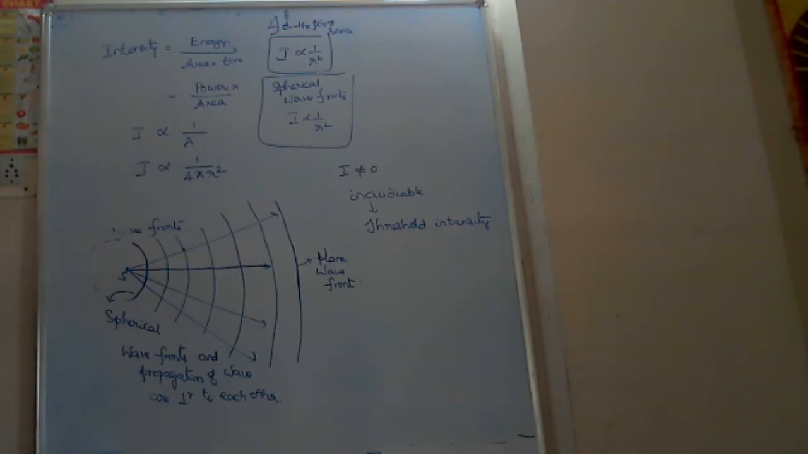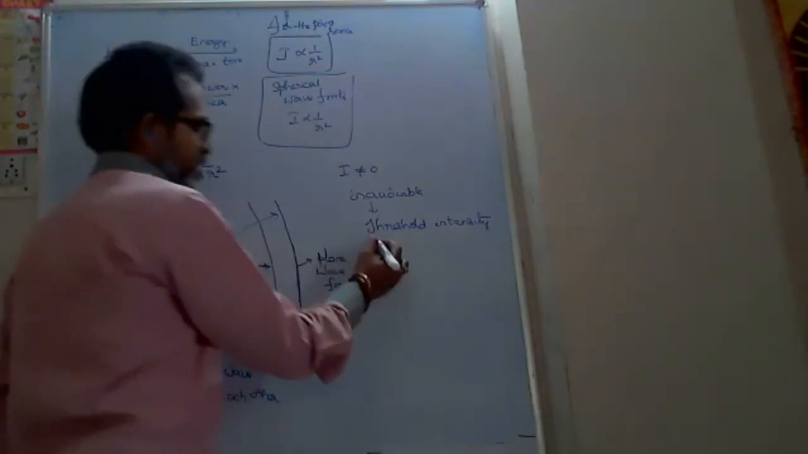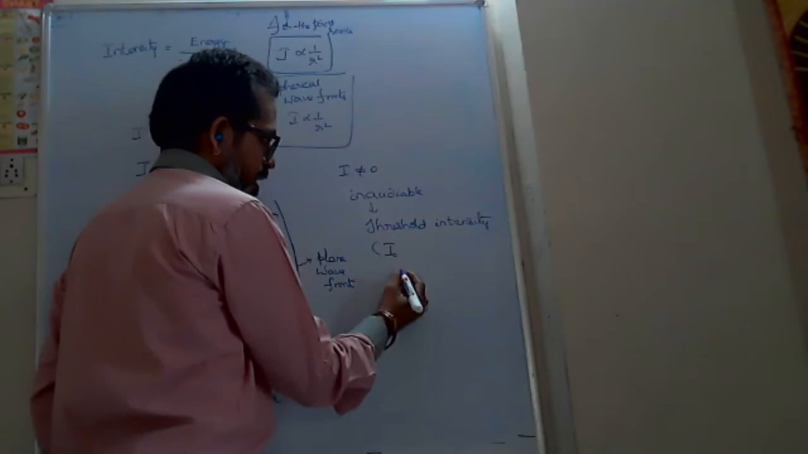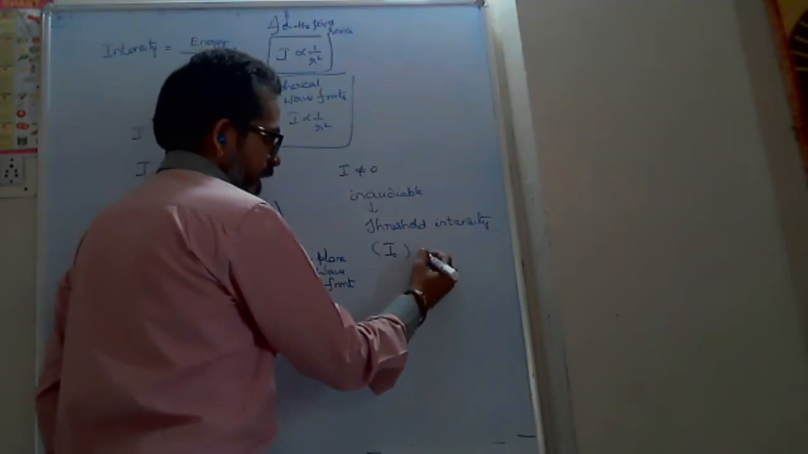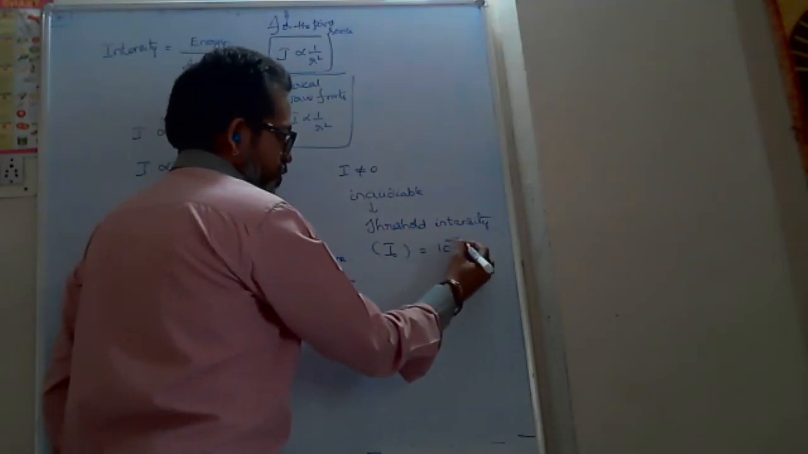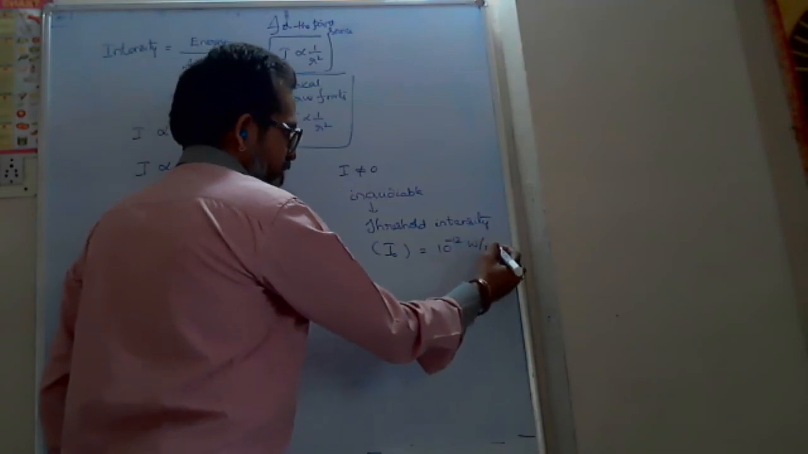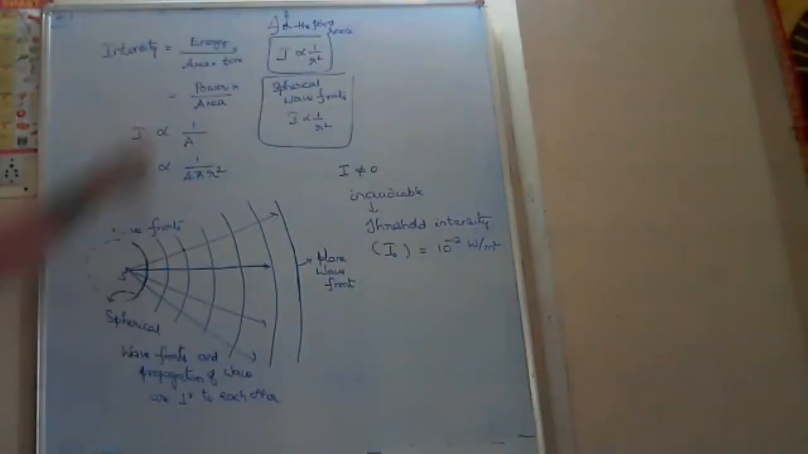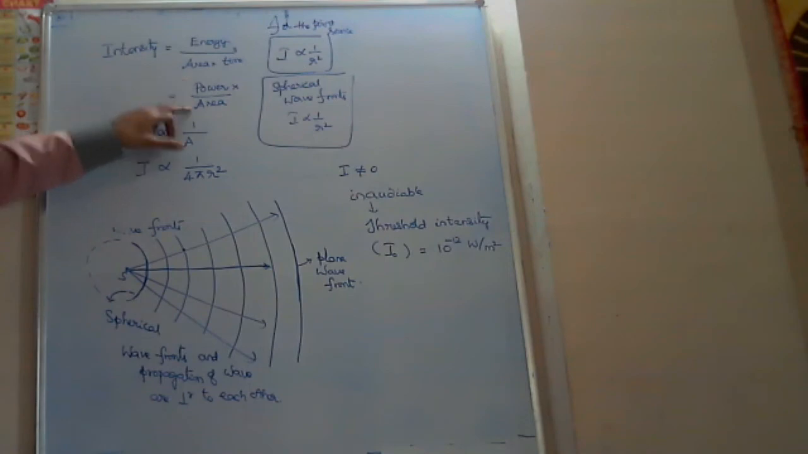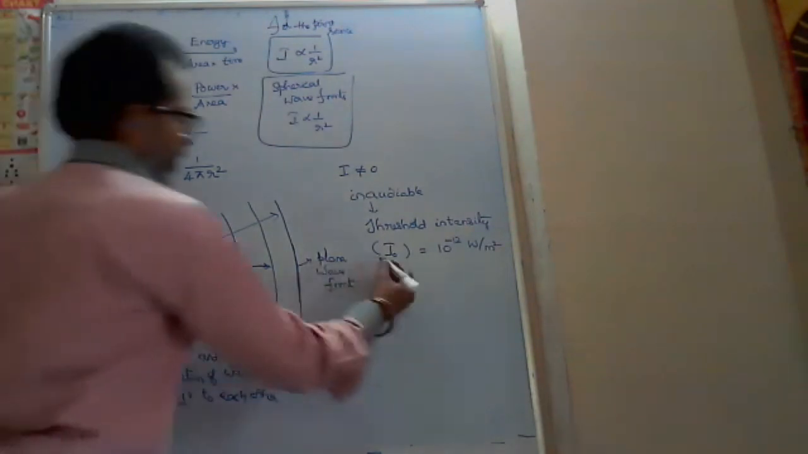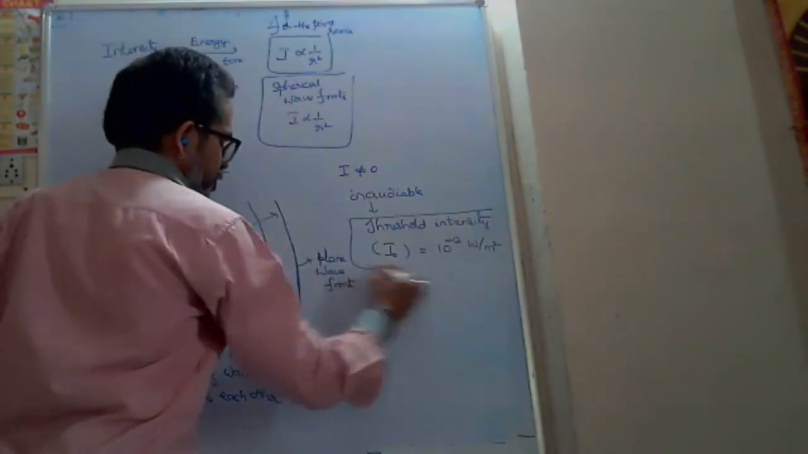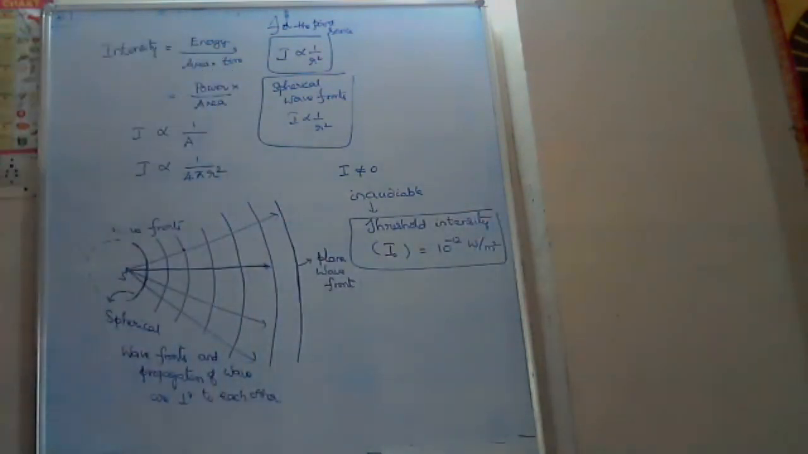So when you come to objective questions, we have to remember its value. Threshold intensity, if you represent it with I naught, is 10 power minus 12 watt per meter square. Power by area, so the unit is watt per meter square. This is the threshold intensity for humans.